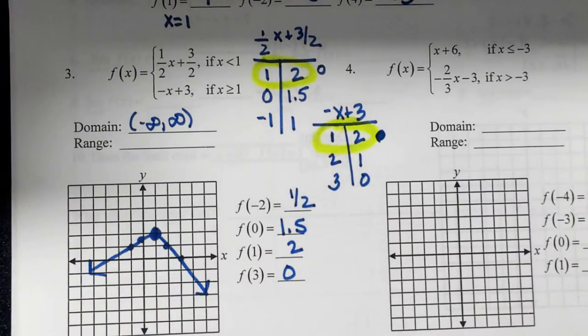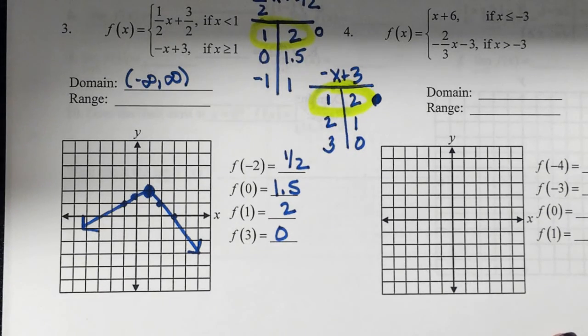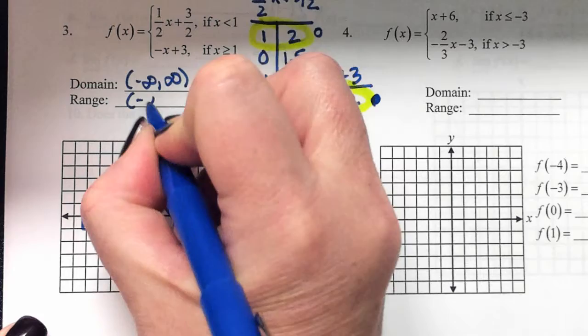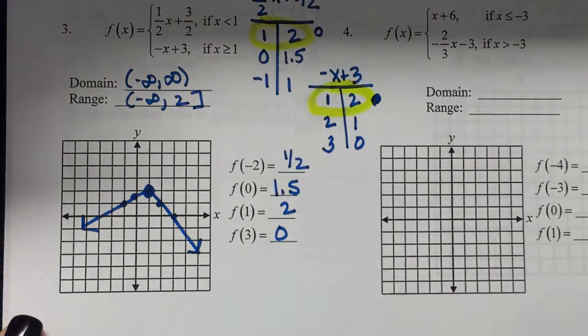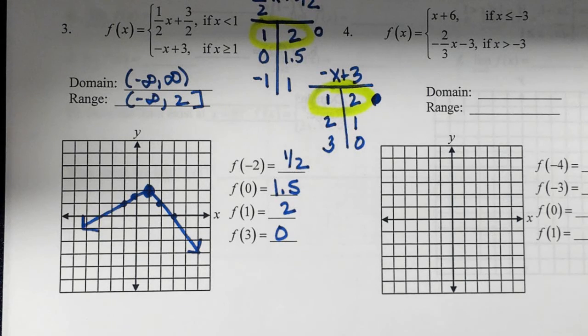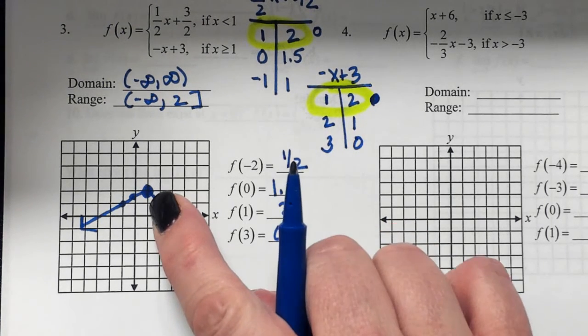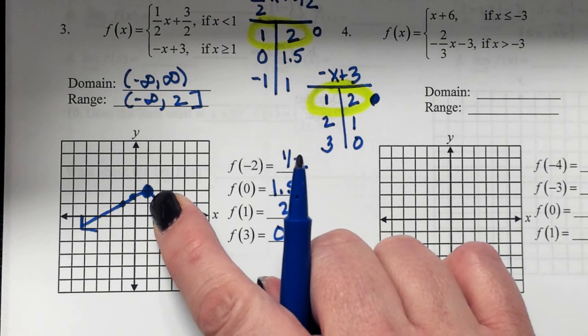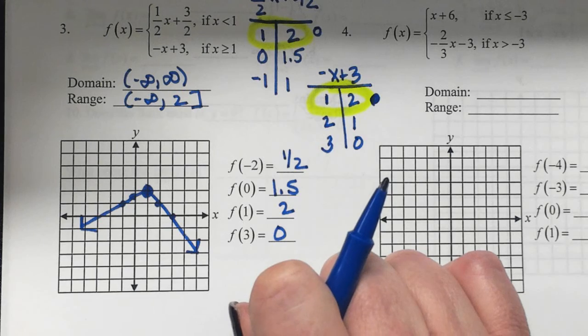Now let's talk about the range. What do you think the range of this graph is going to be? It's going to go down to negative infinity, to 2, and it's going to be inclusive. Notice there is no gap in the range. Again, it goes from negative infinity, and it stops right here at 2. So unlike the first graph, there's no break in it. Okay, it's a continuous range. So any other questions on that one?